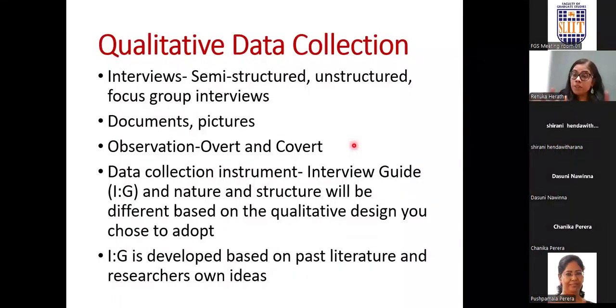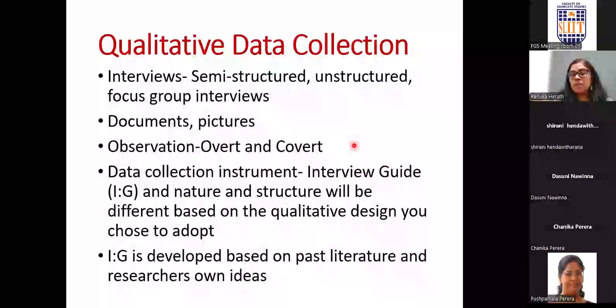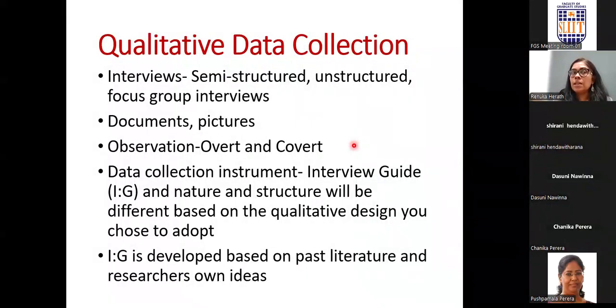And of course, observation. Right? You are supposed to observe the behavior of a certain group of people who are relevant to your research study, and it can be overt or covert. Now, overt is when the observees know that they are being observed, and covert is when they are not. It is called disguised observation as well, because they do not know that they are being observed.